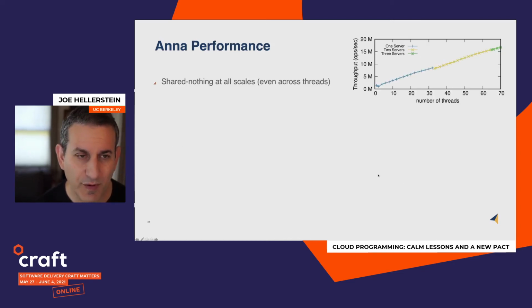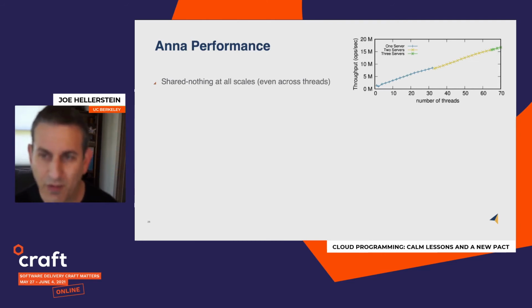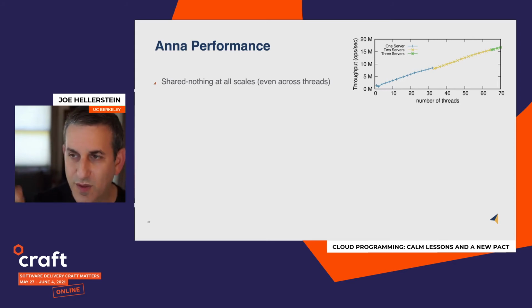Now, Anna, in terms of performance, this is my favorite graph. It's small scale, but it illustrates the point. As you start adding cores to Anna, it just keeps scaling. So every little plus sign and X on this plot is another core being added to our Anna server with load being added. And you can see that throughput goes up beautifully linearly as we go from core to core to core.